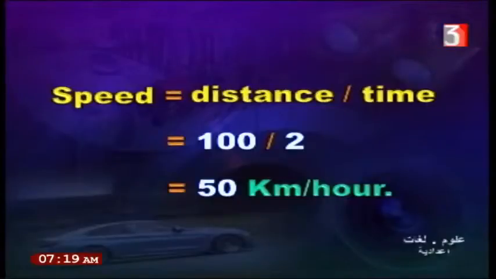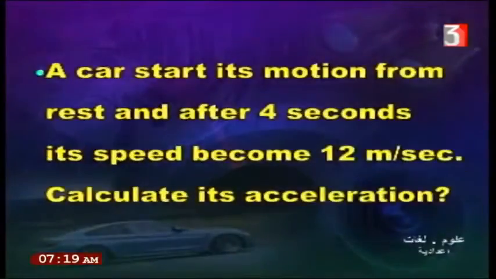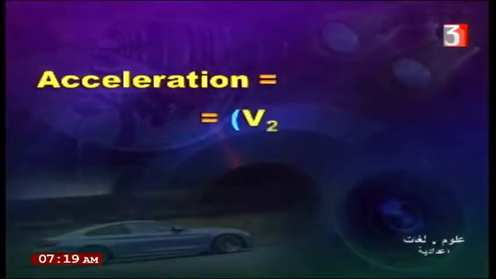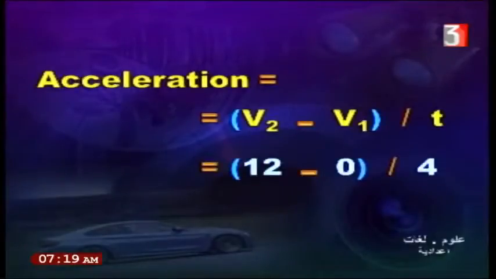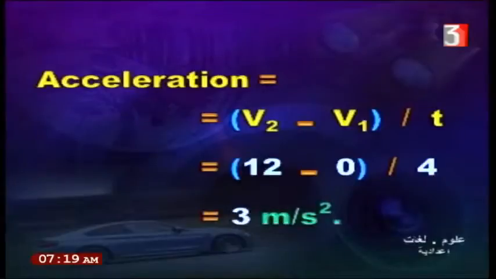Next one. A car starts its motion from rest and after 4 seconds its speed becomes 12 meters per second. Calculate acceleration. So acceleration equals v2 minus v1 over time, 12 minus 0 over 4. So acceleration is 3 meters per second squared.